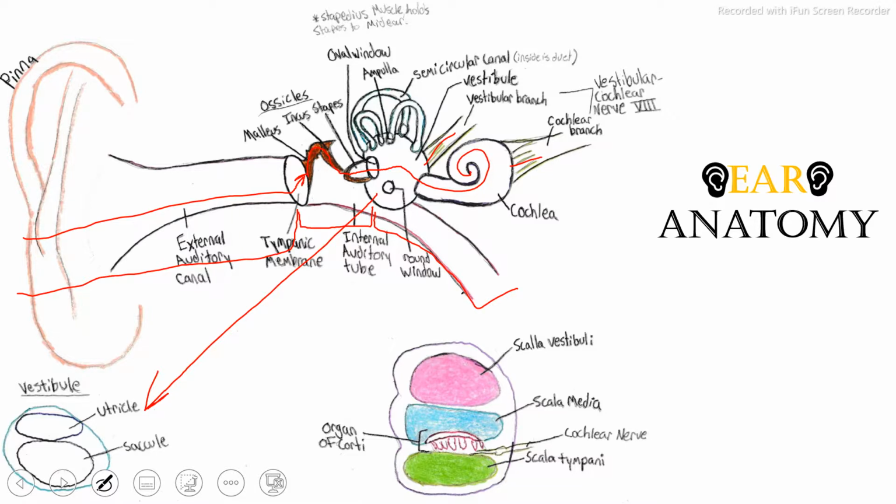If we open up the cochlea, this is what it looks like here. Inside the cochlea, we have the scala vestibuli, scala media, and scala tympani. Next, we have the cochlear nerve here, as we see it here. And then we have the organ of Corti. All of these just help with the transduction of sound.